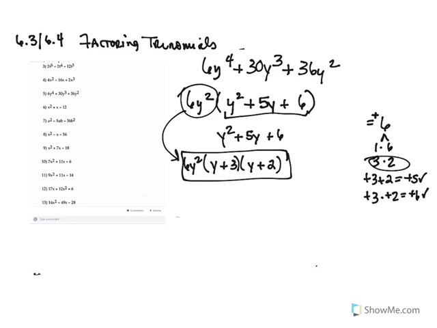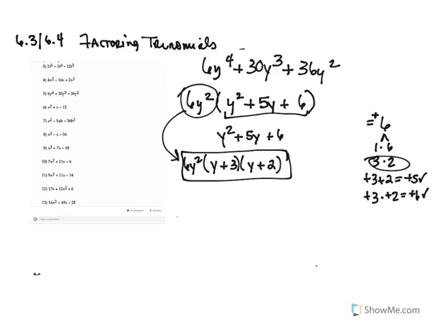So because I know A is 1, I'm just factoring it straight into my 2 parentheses. I'm not doing the AC method here. But if you did do the AC method, it doesn't change anything. You should still end up with the same answer. Y plus 3 times y plus 2, and 6y squared is your GCF, which should be on the outside.